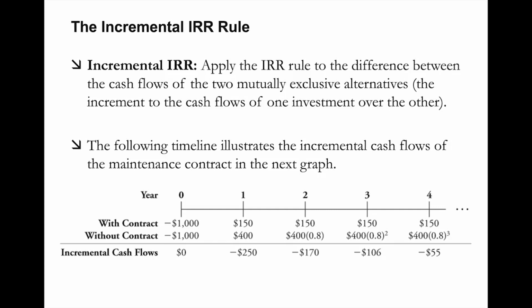So consider the two options here. We have with a contract and without a contract. We compare the cash flows with the contract and the cash flows without the contract. So simply what we have here is our timeline, our cash flows with and without the contract, and in this third row we have the differences between the two decisions. So in time period 0, the difference between these two decisions is $0. Then 150 minus 400, negative 250, and so on and so forth.